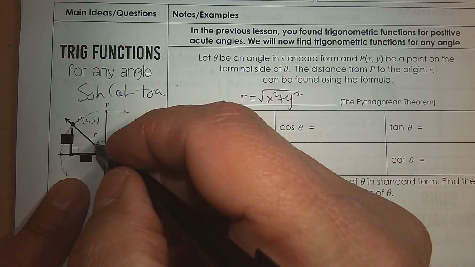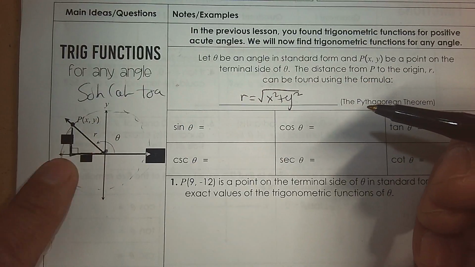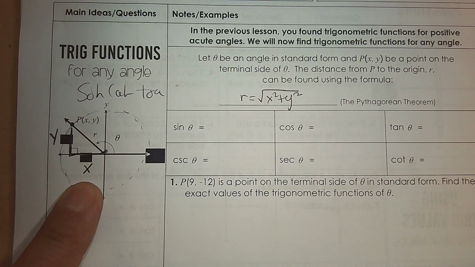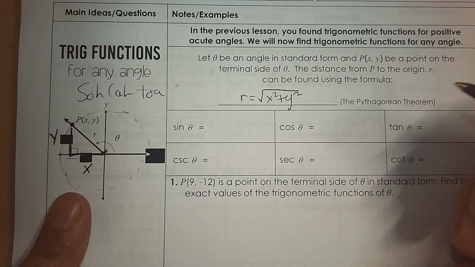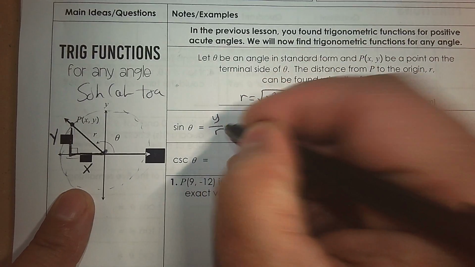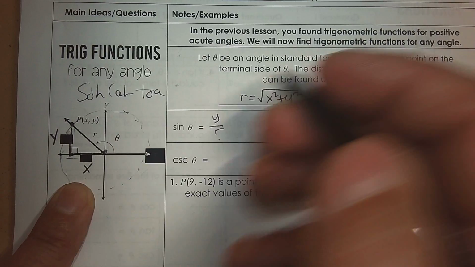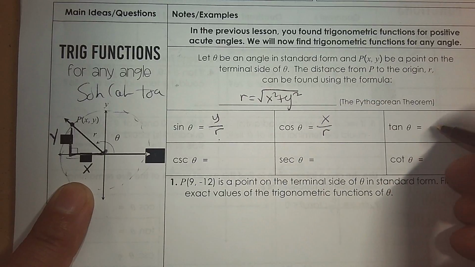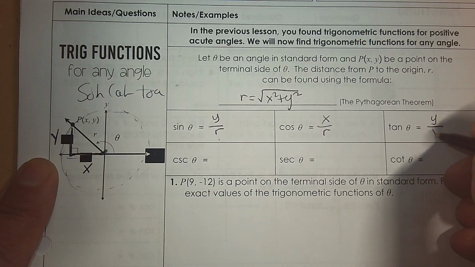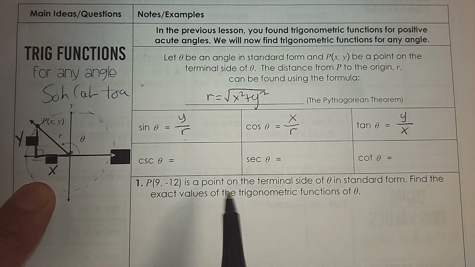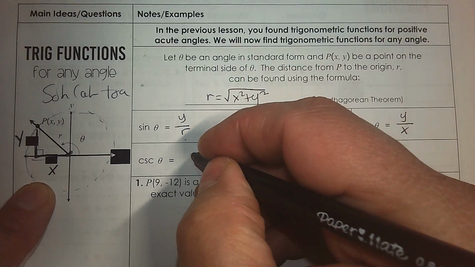Sine is opposite over hypotenuse. In this case, the opposite side is y, and the adjacent side is x, the x coordinate and the y coordinate. So sine is y over r. That's opposite over hypotenuse. Cosine, adjacent over hypotenuse, is x over r. Tangent is opposite over adjacent, so using a point, it's y over x. And then the reciprocals come from those.